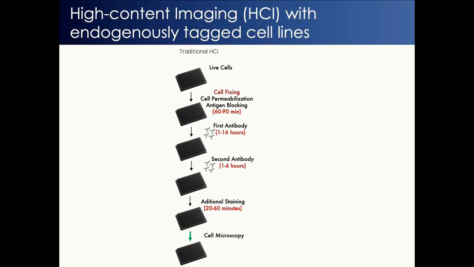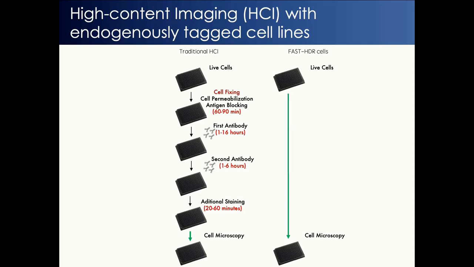We wanted to alter the process that is more commonly used to perform high-content imaging, and this process normally starts with treated cells that have to be fixed. Then you have to go through all these steps to add antibodies and perform washes in between, a process that is highly laborious and expensive. We wanted to replace this with an approach where we have genetically edited cells that we treat with our compounds or proteins to immediately evaluate by cell microscopy.